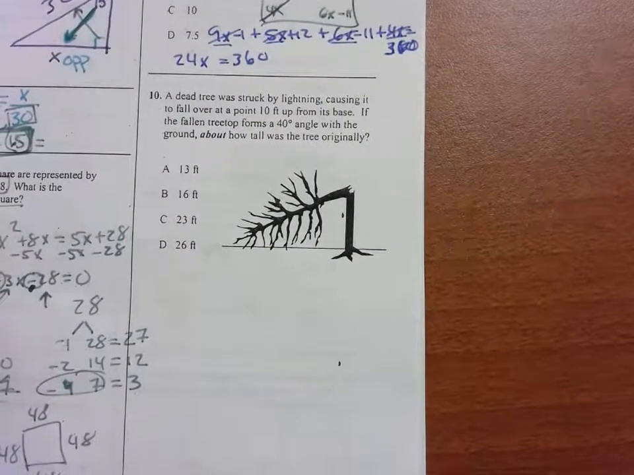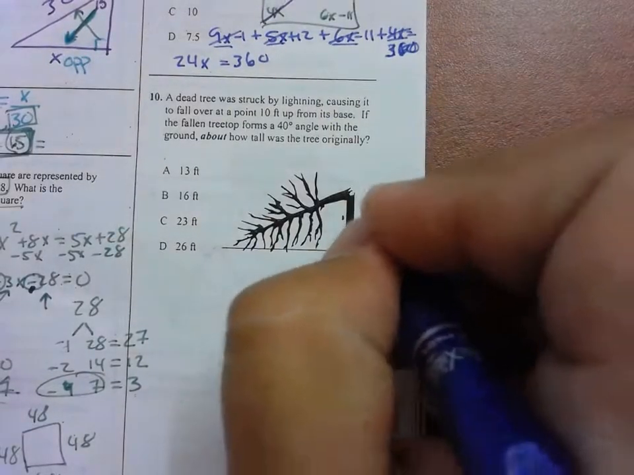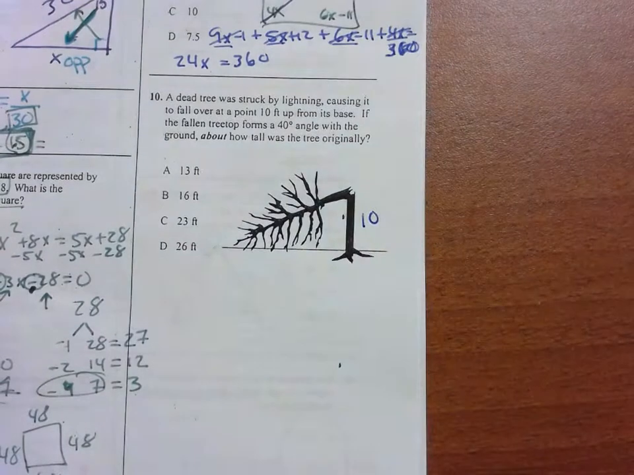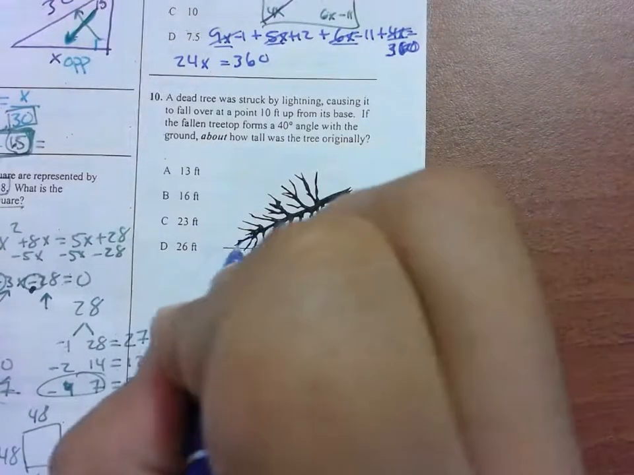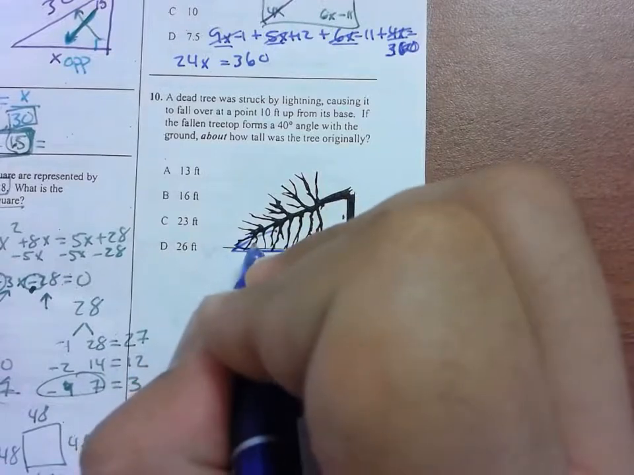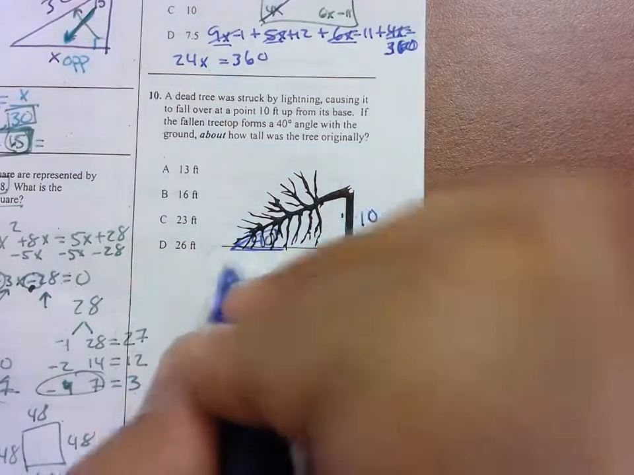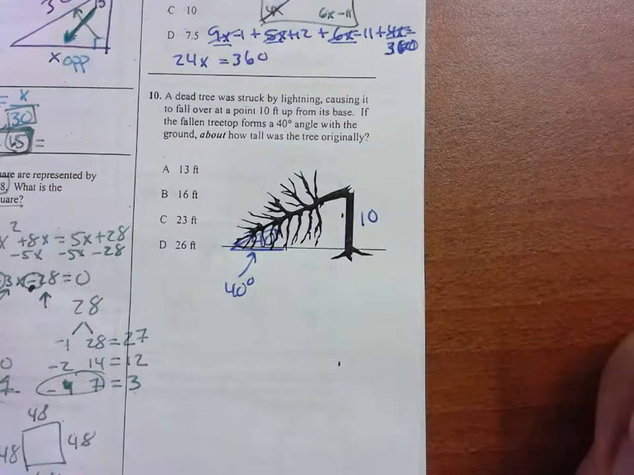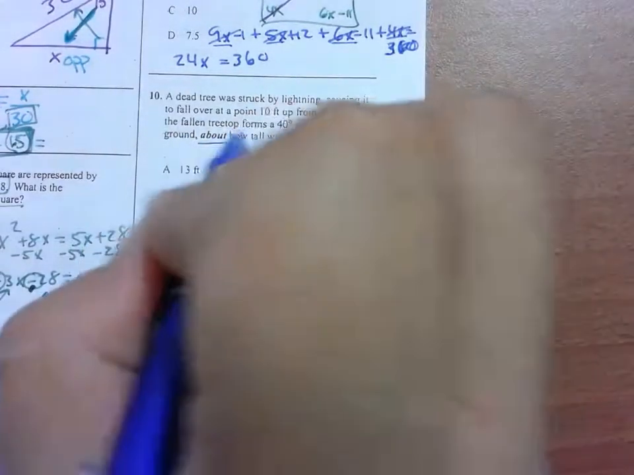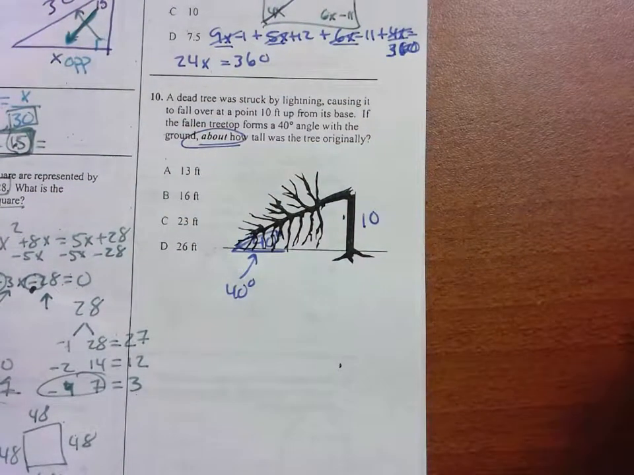Was struck by lightning. Now it's going in my fire pit. Causing it to fall over at a point 10 feet from the base. So this is 10. If the fallen treetop forms a 90-degree angle with the ground, this is 40 degrees. About, so it's a decimal, how tall was the tree originally?